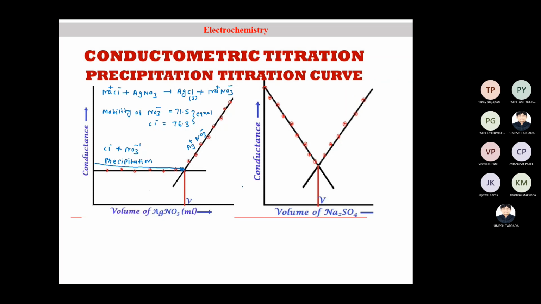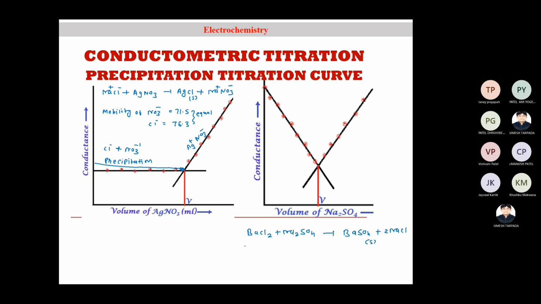Here it's BaCl2. When BaCl2 is added to Na2SO4, it gives BaSO4 white precipitate plus 2NaCl. Here what happens? Which ion is replaced by which one?